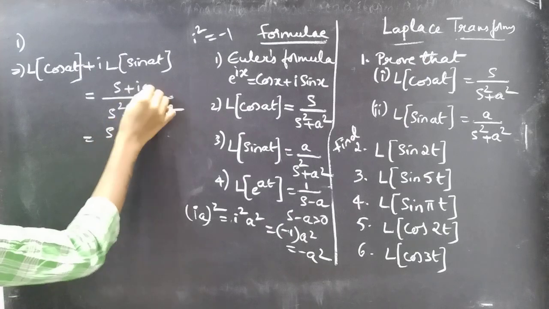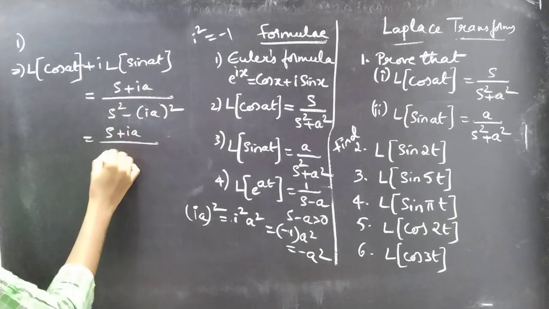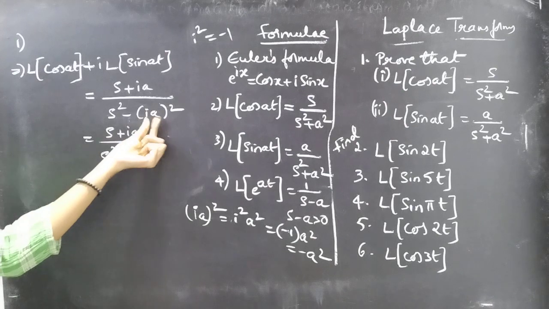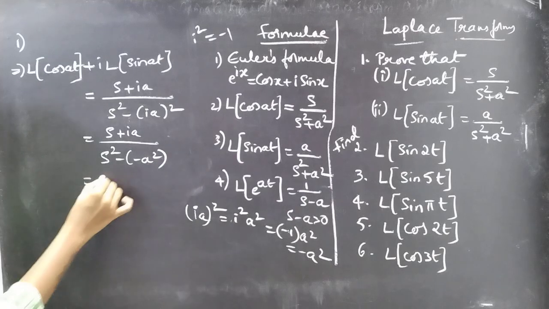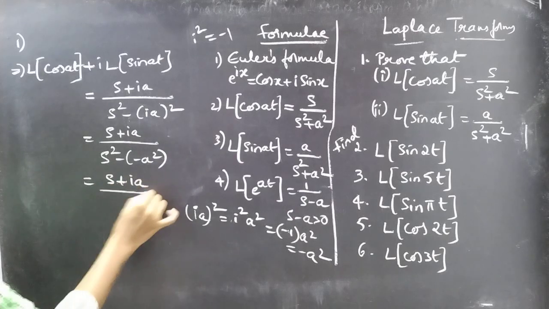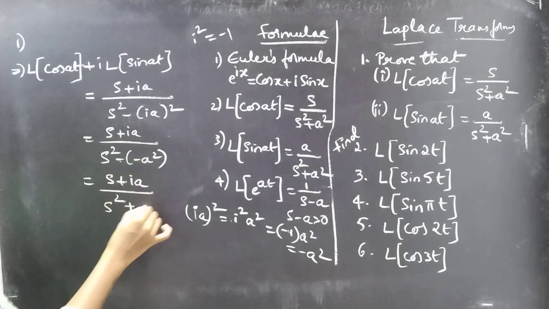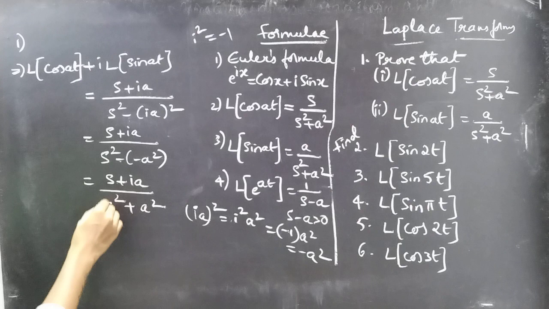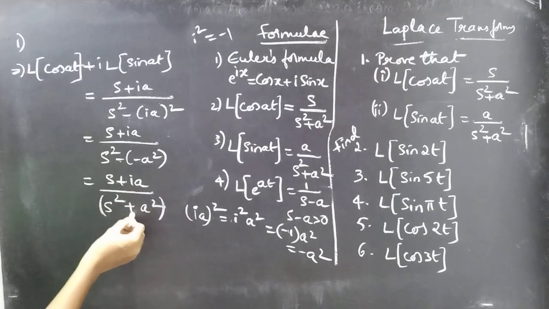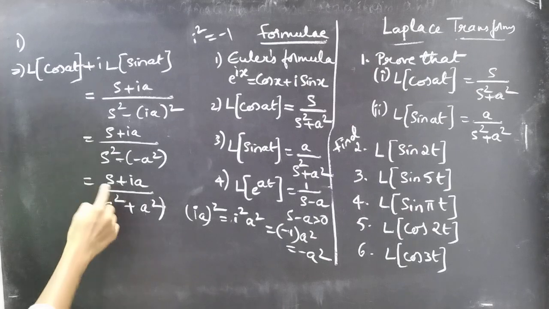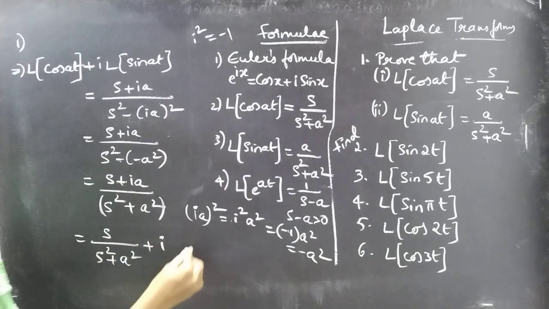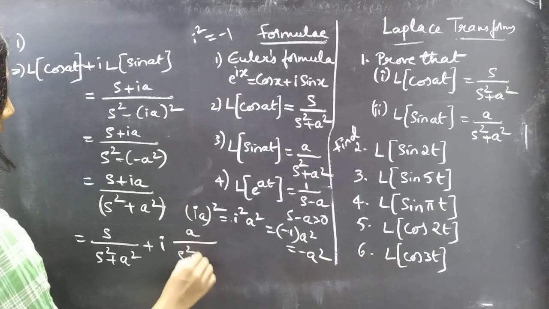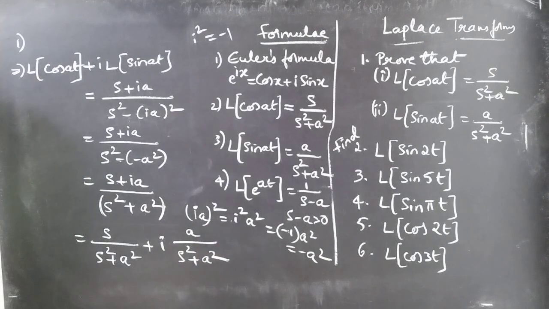Again, we can write the RHS part as s square minus ia whole square replaced with minus a square, right? This gives us s plus ia by s square, minus into minus plus a square. See, in the numerator we are having two terms, and in the denominator we are having s square plus a square, which is treated as one term. So we can split the total expression into two terms. We'll get s by s square plus a square plus i into a by s square plus a square.